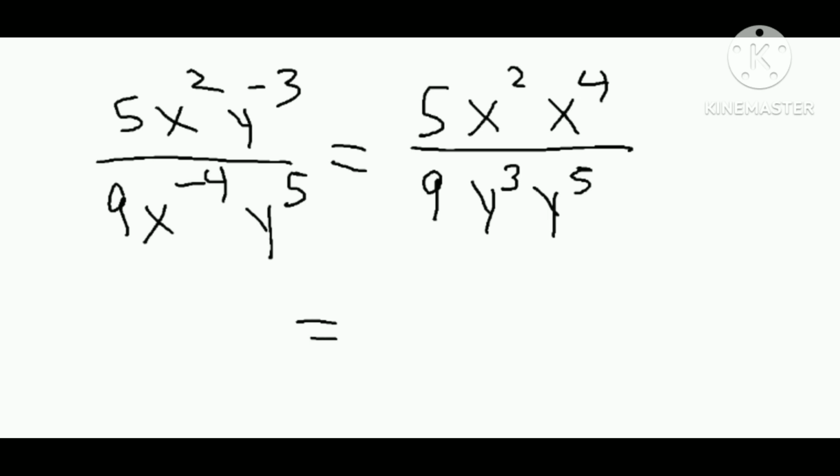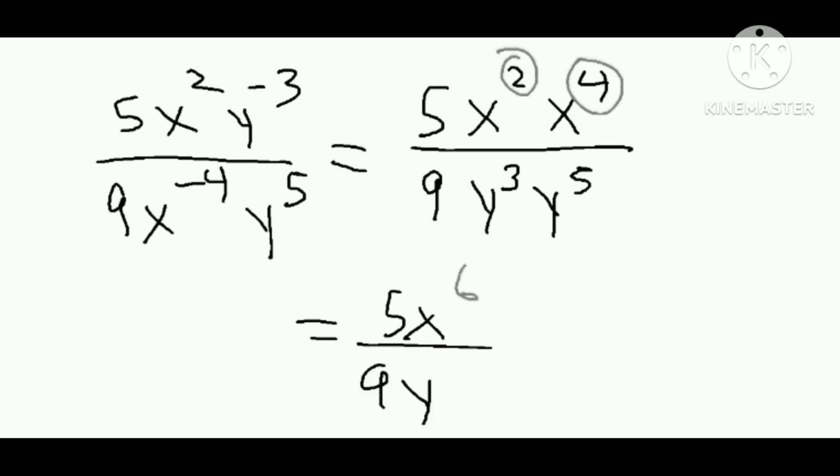And so now I can multiply these two, and you can clearly see that it's going to be x to the 6th power. And multiplying y to the 3rd by y to the 5th, I can add 3 and 5, and that's going to give me 8. So this is another way you can do it too.